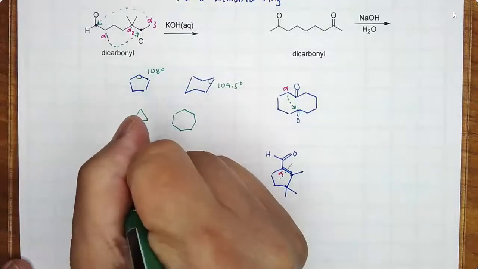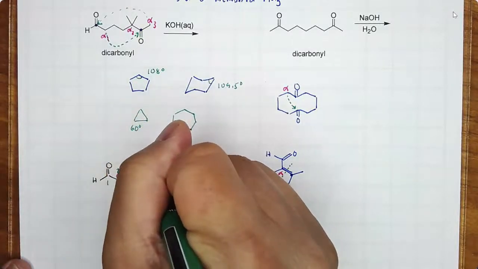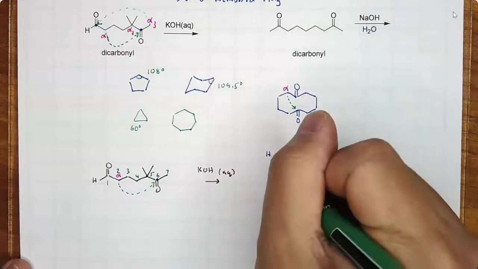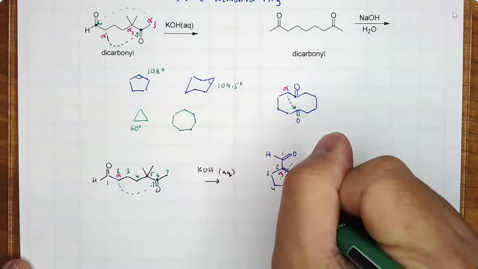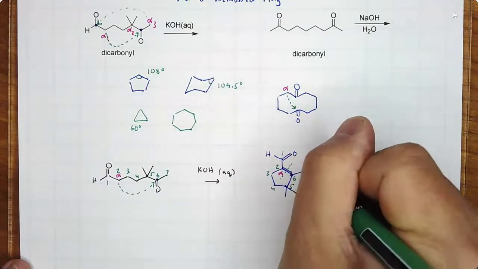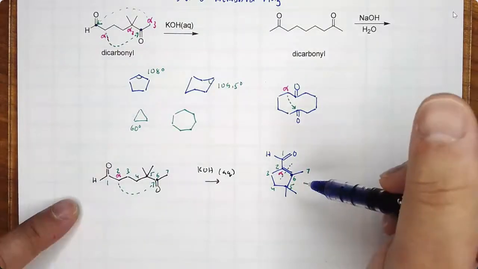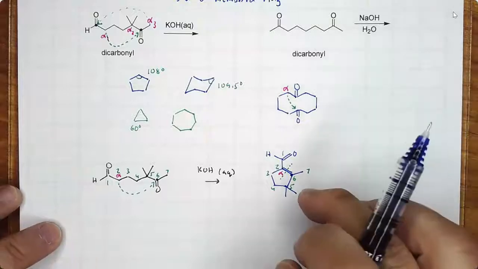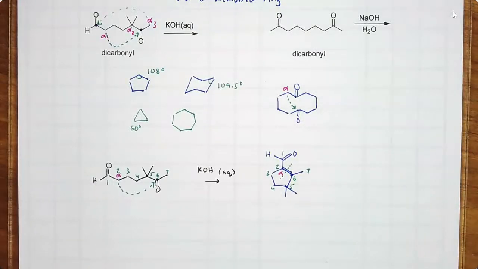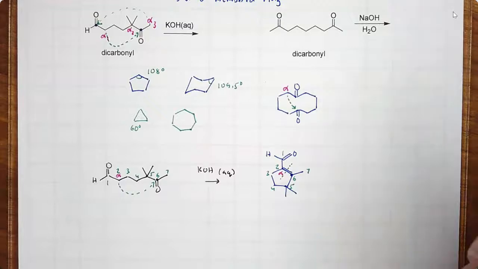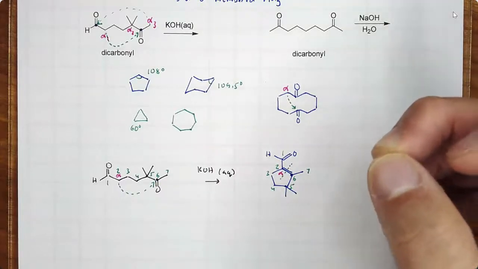1, 2, 3, 4, 5, 6, 7. That carbon number 1 is here. 1, 2, 3, 4, 5, 6, 7. And we have the two methyl groups and the two methyl groups. So that's how you get the ring structure. It's a 5-membered ring.